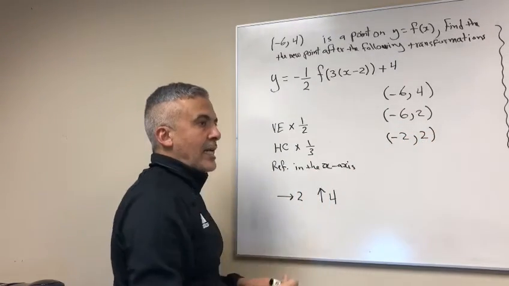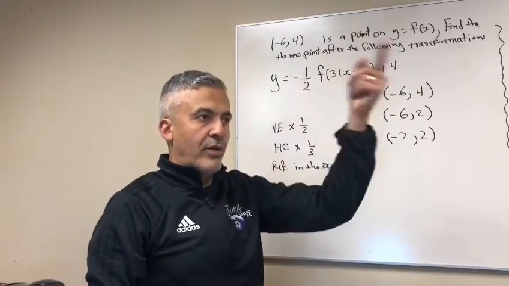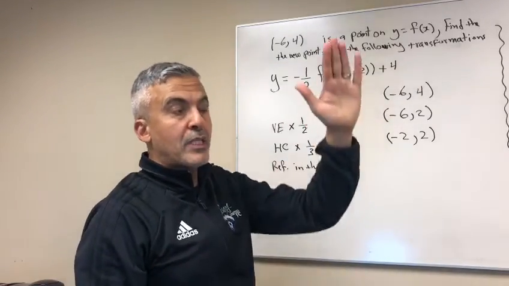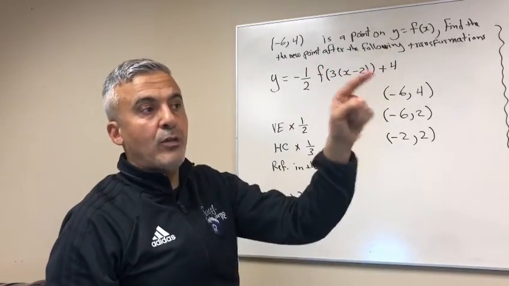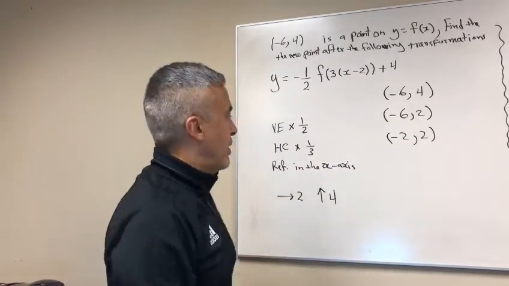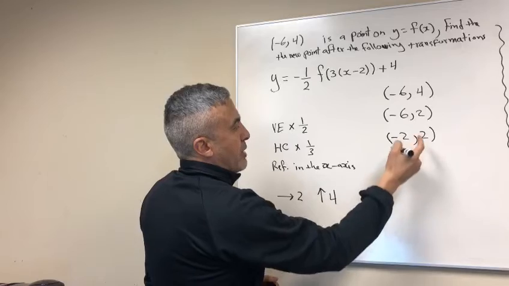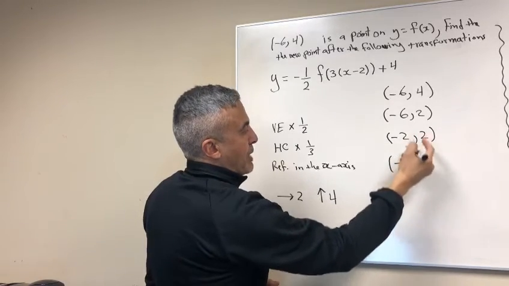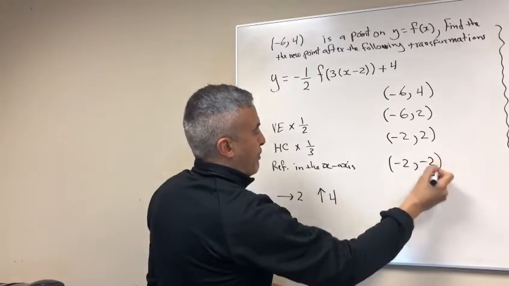A reflection in the x-axis, if you reflect over the x-axis, that means the y value changes. If it's negative, it becomes positive. If it's positive, it becomes negative. So therefore, here, the x stays the same, but the 2 becomes negative.